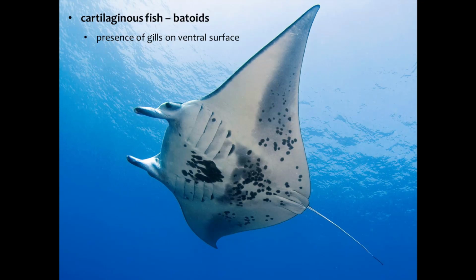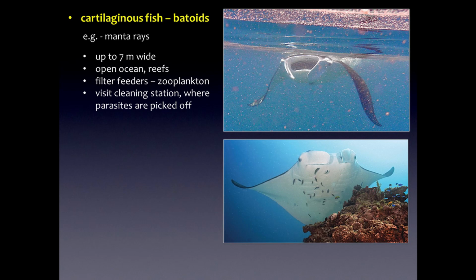And here we go. Here's a picture of a batoid, or a ray, from the underside, and you can see the gill slits as well as the eyes. One example of a batoid is a manta ray. These can grow quite large, up to 7 meters wide in wingspan, from the tip of one enlarged pectoral fin to the tip of the other.